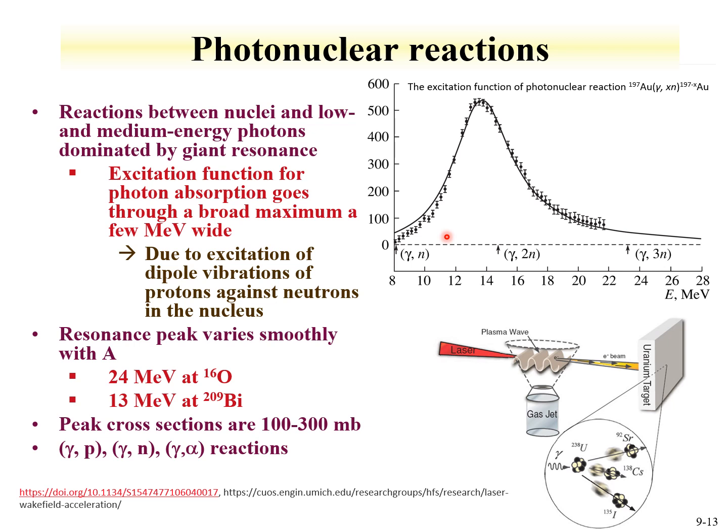As we see, the reactions here are gamma-n, gamma-2n, gamma-3n. We see it goes through a maximum peak for the 2n reaction at around 14 MeV. The resonance peak, the way this figure behaves, is going to vary pretty regularly with the A of the target: 24 MeV for oxygen-16 and 13 MeV for bismuth. And here only gamma-n reactions are shown, but there are actually a number of different reactions possible, including proton, neutron, and alpha reactions.